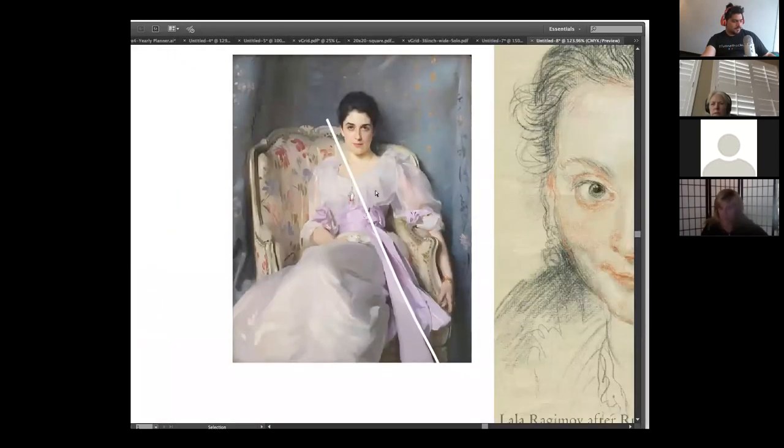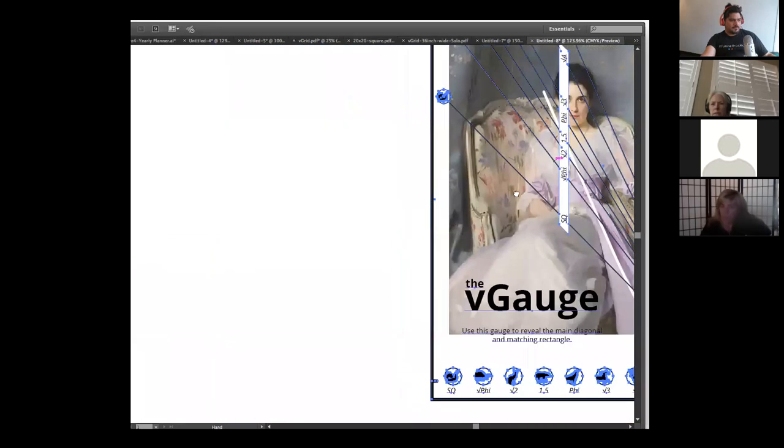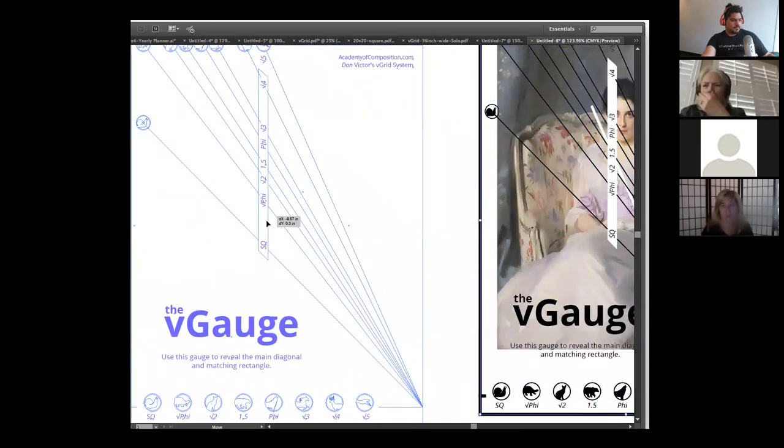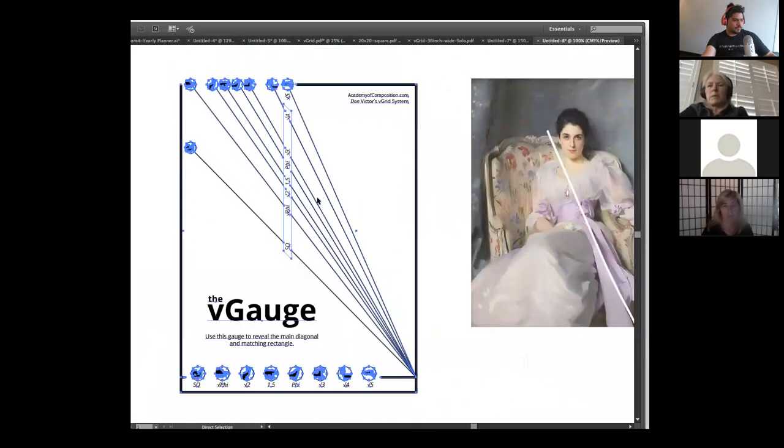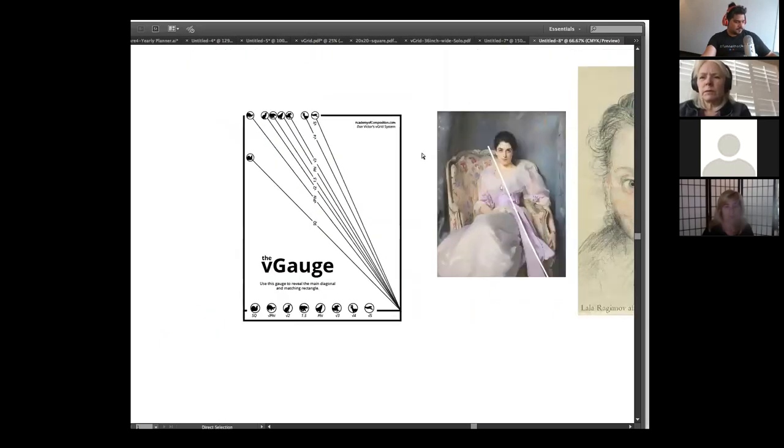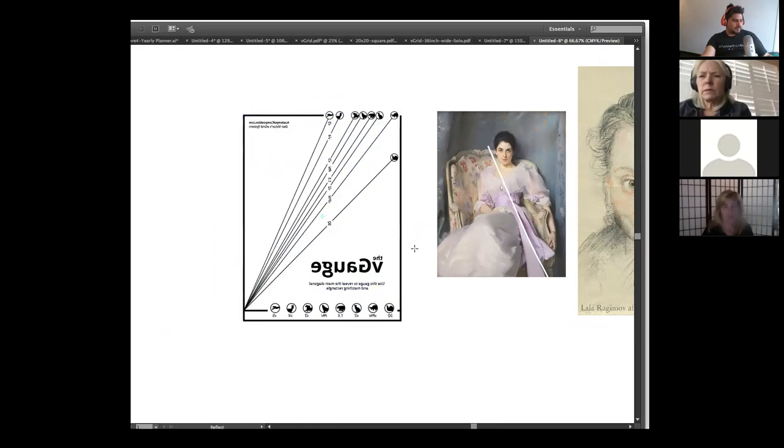Okay. So now this is called our gauge. And our gauge, you want to print on a piece of transparency. The reason why is because once you determine your dominant diagonal, you want to find the gauge line that works the best for it. Now, here's one diagonal. That is the sinister. That's the same diagonal, but that is the Baroque. Same line, just flipped.